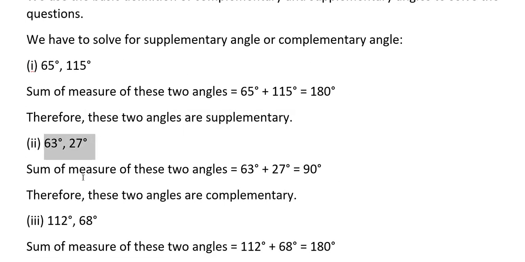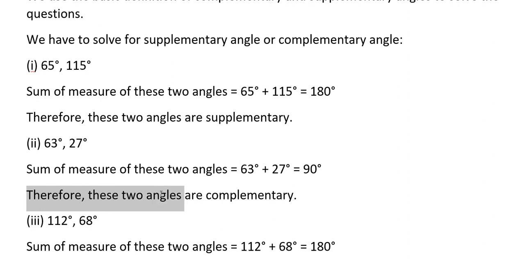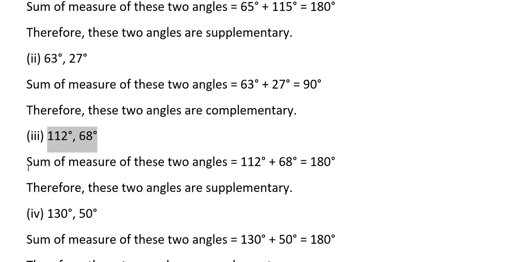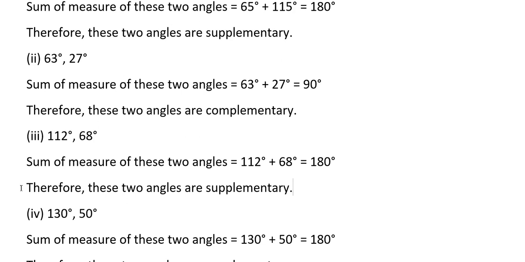63 plus 27: the sum of the measure of the two angles is equal to 90 degrees. 63 plus 27 is equal to 90. Therefore, the two angles are complementary. 112, 68: the sum of the measure of the two angles is equal to 180 degrees. 112 plus 68 is equal to 180 degrees. Therefore, the two angles are supplementary.